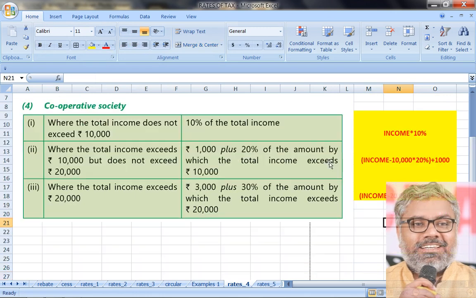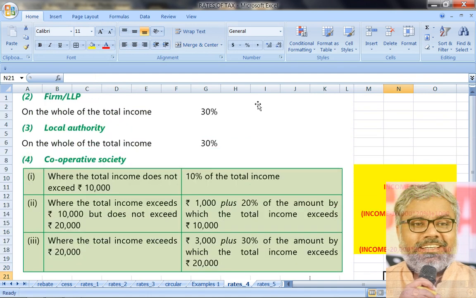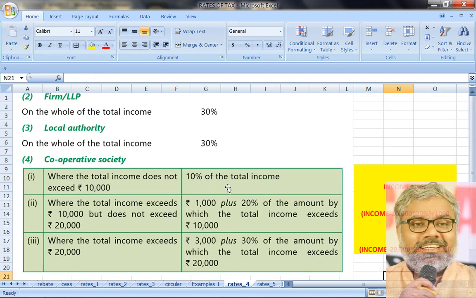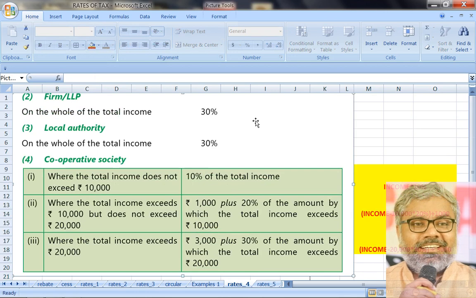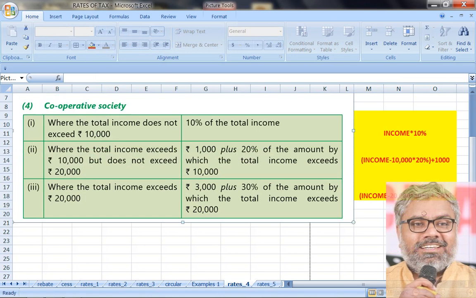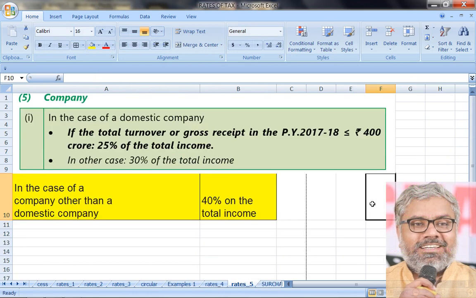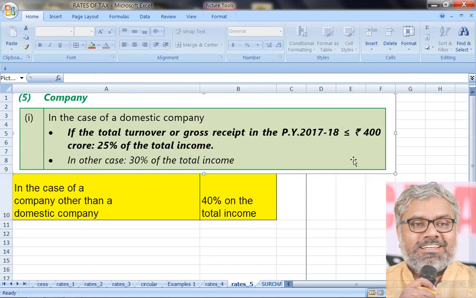Are we going to have assessment of cooperative societies and all? Don't worry, no, we don't have any of that in the syllabus. Only assessment of individuals is in the syllabus. Then why are we doing all this? Here it is not about assessment of tax, assessment of income. We are talking about computation of tax liability. So income is already given. You just need to know the tax rates of different types of SSCs. Firms, LLP 30%, local authority 30%, cooperative societies like this. Slab rates are applicable.